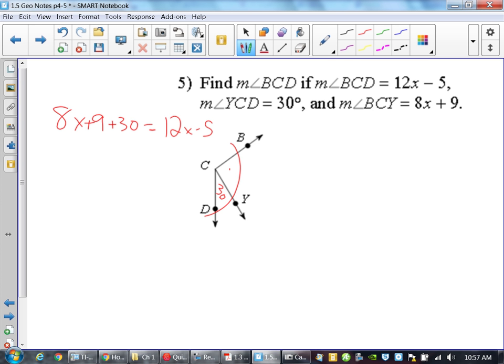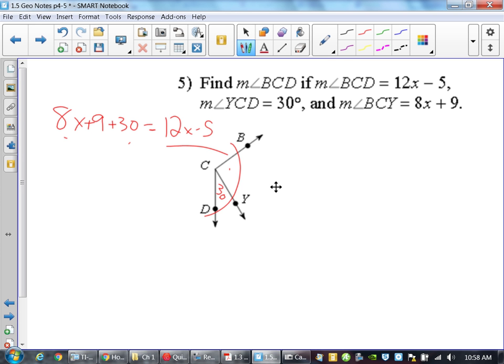Yes, sir? Does it matter what order you do them? Nope. Two smaller equals large. Because what's 3 plus 2? 5. And 2 plus 3? 5. No, but I was going to put 12x minus 5 plus 30 equals 8x minus... You can't do that. You can't do that because these are the two smaller angles. Two smaller equal the larger.